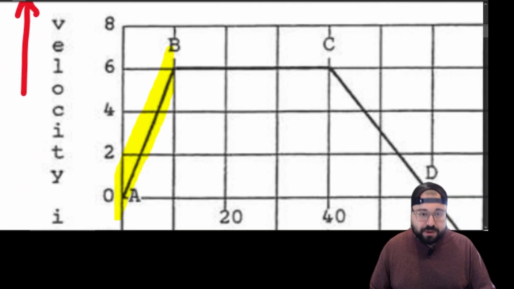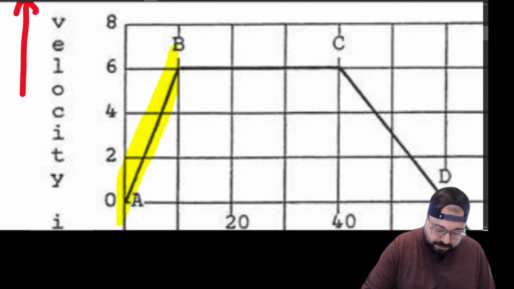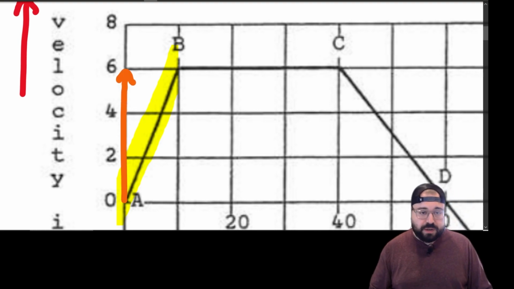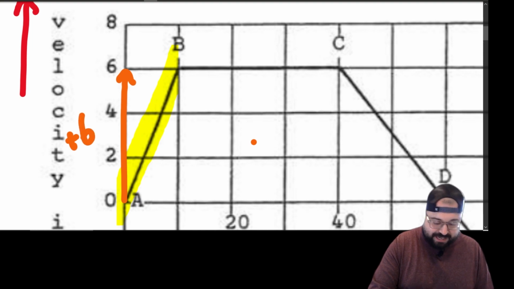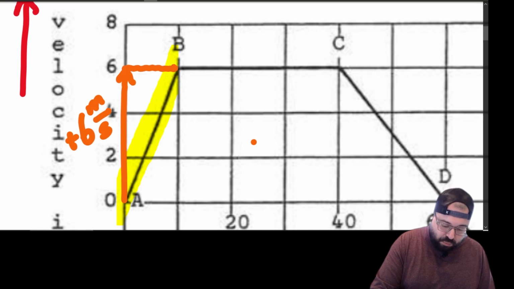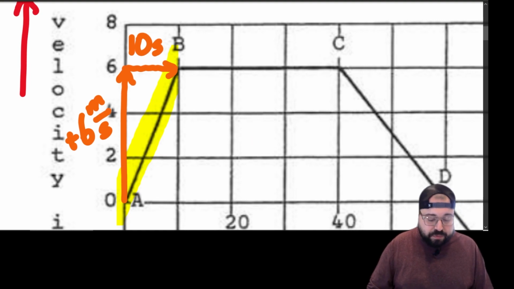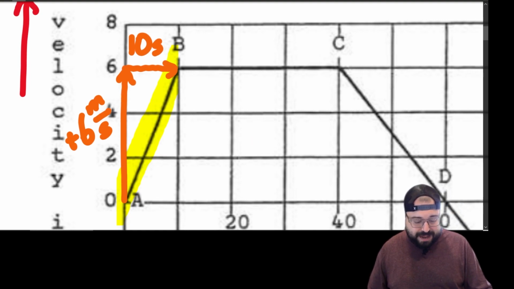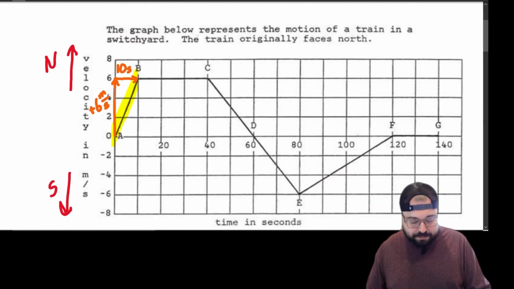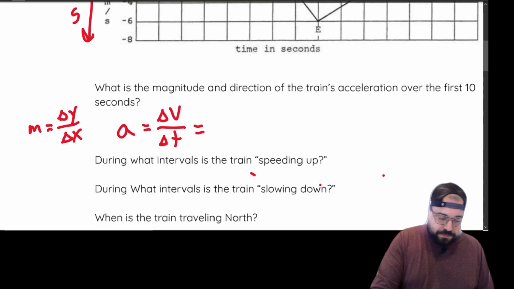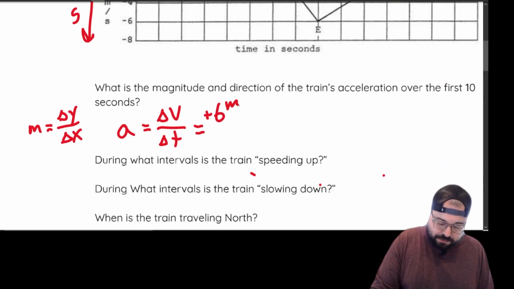I'm going to zoom in really big here, so hopefully we can all follow along. So I'm going to do rise over run. So here's my rise. What did I do? I went up by a positive 6 meters per second. And then my run from A to B is going to be 10 seconds. So let's go back and plug these values in and solve the problem. All right. So our rise, or our change in velocity, was a positive 6 meters per second. And run 10 seconds.